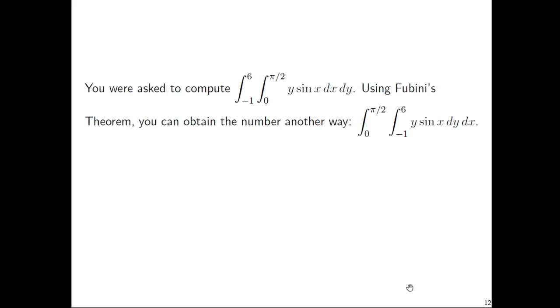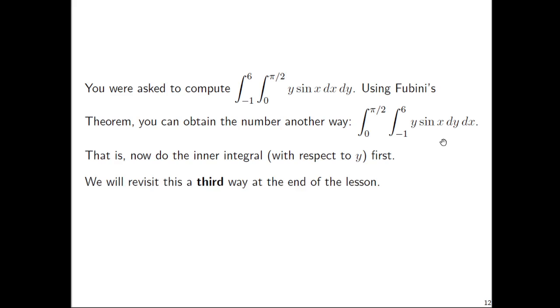Okay, a little moment ago, you were asked to try computing the integral from -1 to 6 of the integral from 0 to π/2 of y times sine of x dx dy. The point here being that y times sine of x is continuous, and so using Fubini's theorem, we can swap the integral signs, swap the dy and dx as well, and now we could do the inner integral, which is with respect to y, so treat y like a variable, treat x like a constant. And you should get the same number by doing this. This should work out just about as nicely as the one that you were asked to do earlier. You should get the same number, and here's the thing, we will revisit this a third way a little bit later.